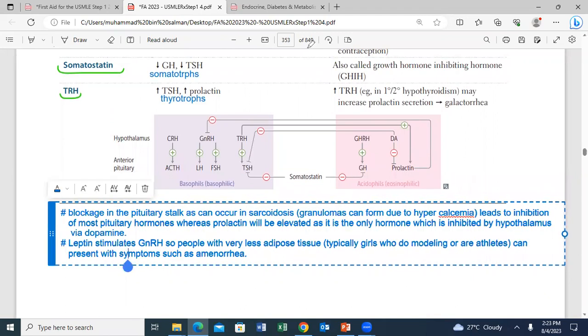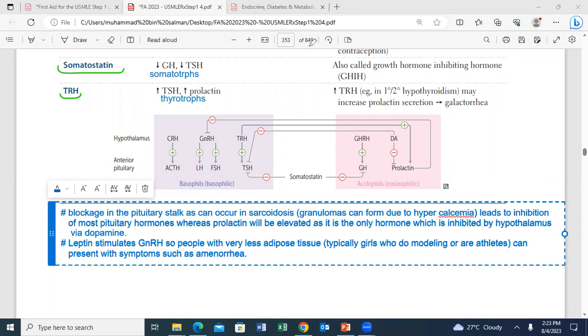All right. The second point is leptin. Leptin is released by the adipose cells. Leptin stimulates gonadotropin releasing hormone. So a certain amount of fat is beneficial for you, is required for you, because the leptin will stimulate the gonadotropin releasing hormone, and definitely gonadotropin releasing hormone leads to the stimulation of LH and FSH, which will have different sex effects in your body.